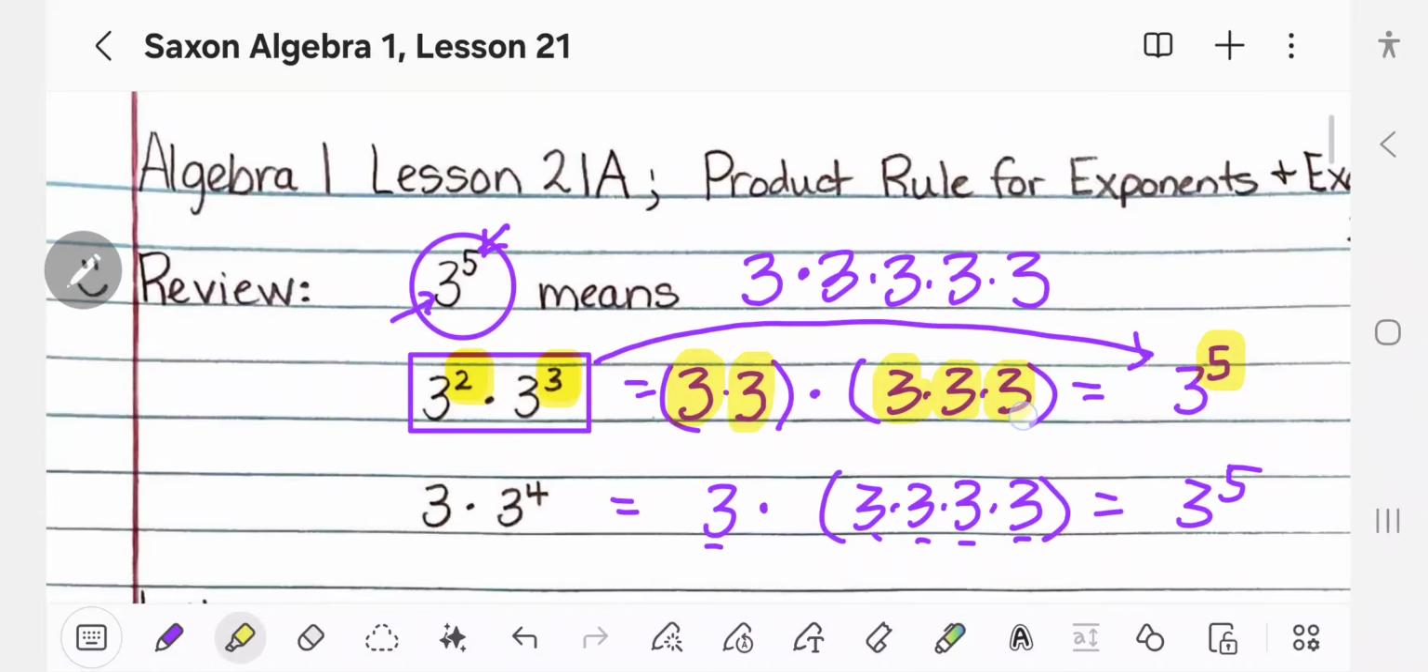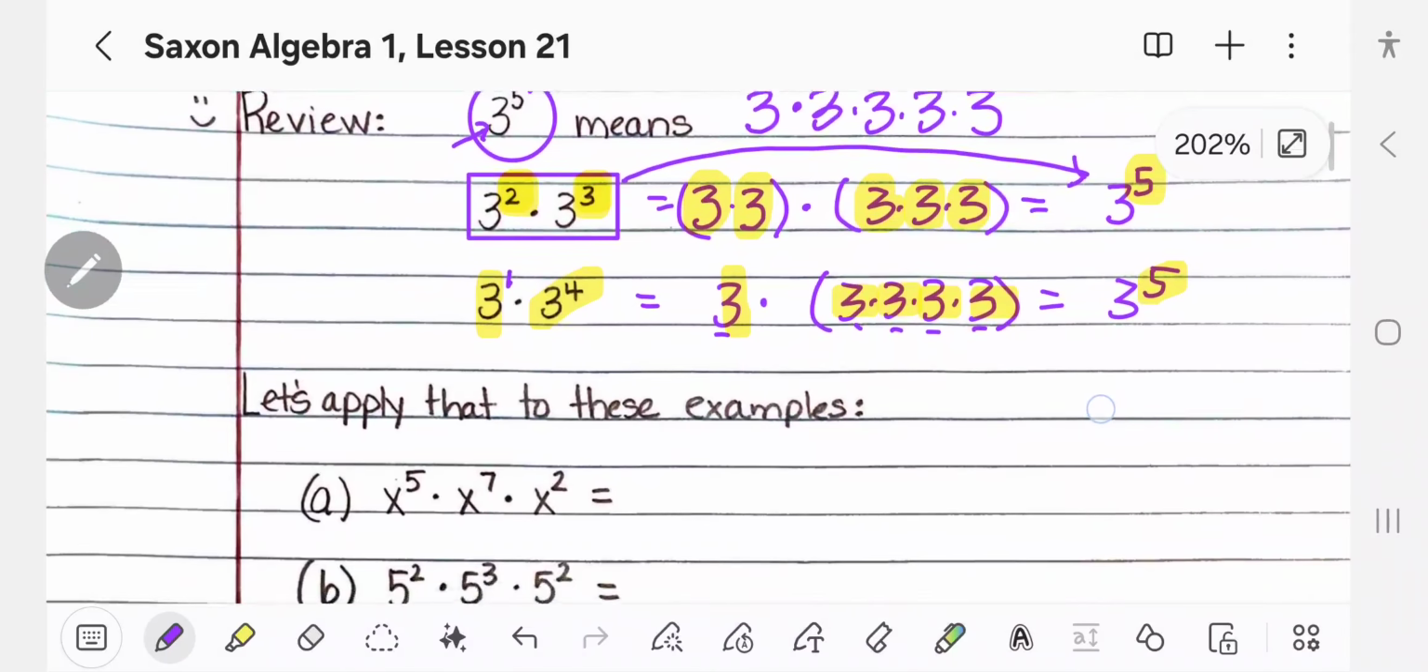The same thing here. Here we knew there was going to be 1, and then here we knew there were going to be 4. So we can see that's going to be a total of 5 of them. The difference with this second example is there's no exponent here. So what exponent is there if they don't write it? Well, there's just 1. There's just 1 3 there. Okay, and we're going to apply that to these examples.